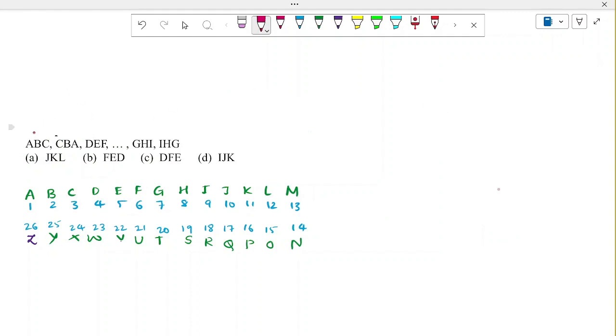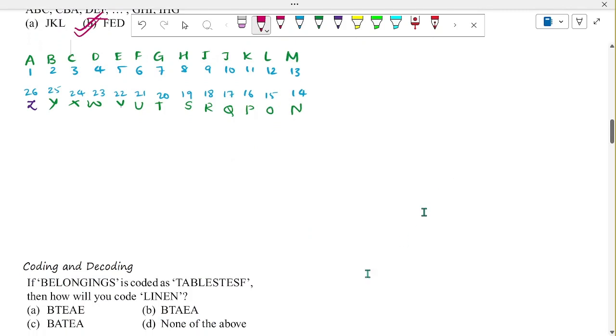We'll see what is the relation between the first element and second element. A, B, C, and it is written in the reverse order, B, C, A. And then here you have got D, E, F, and here you should have F, E, D. If you want to verify, you can see this part also, G, H, I, and I, H, G. And that's why the answer is F, E, D, and I got option B as the correct answer. Fine. We'll go for coding and decoding next.